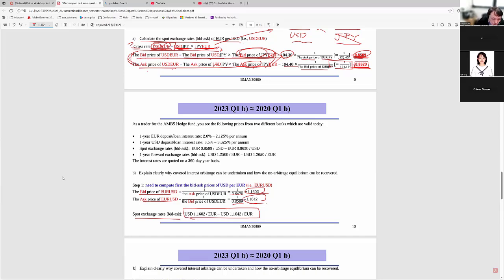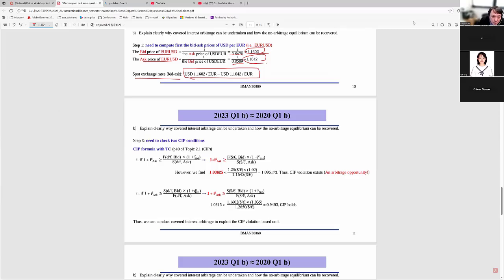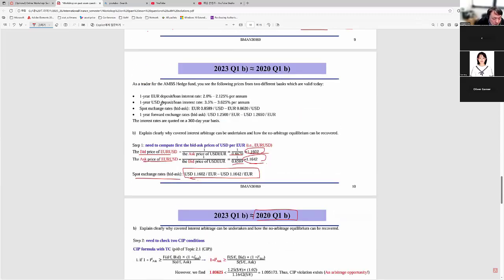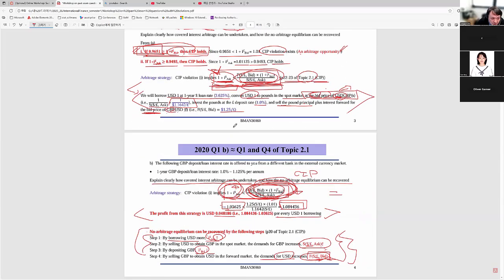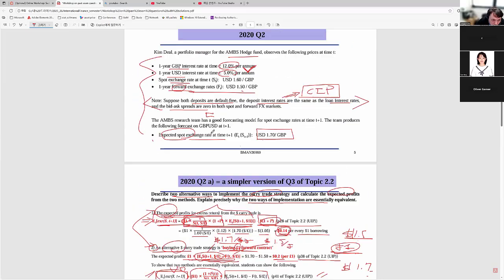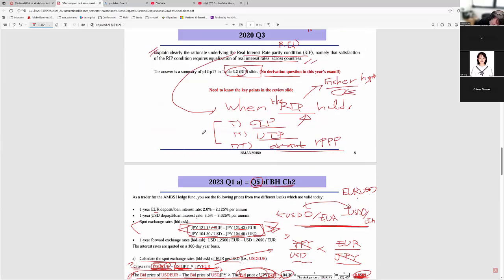Now this one is basically the same as 2020 question 1B. We have bid and ask for EUR, bid and ask for dollar, bid and ask for EUR USD in spot and forward. Now, I was very lazy at the time, so I just changed pound into euro, and I just changed one number from here to give the 2023 exam questions.